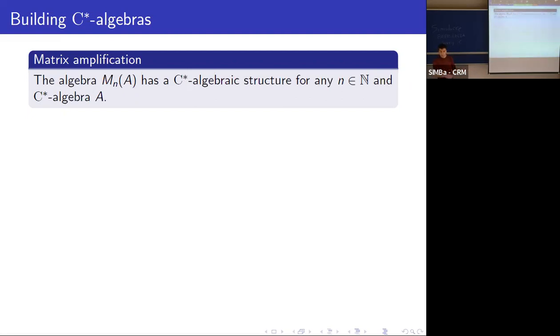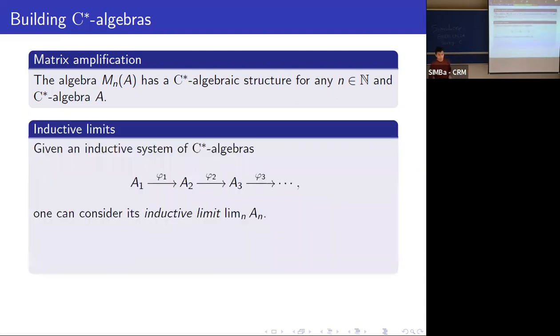So matrix amplification just means that if you take a C*-algebra A and some natural number n, then the n times n matrices over A can be given a C*-algebraic structure, where the norm is something and the involution is just the adjoint. But instead of conjugation, you put the star operation. Okay. So that's matrix amplification. For any C*-algebra, you already have a countable family of new C*-algebras, 1 for each size of the matrix. Now, the second construction, and probably the most important one, are inductive limits.